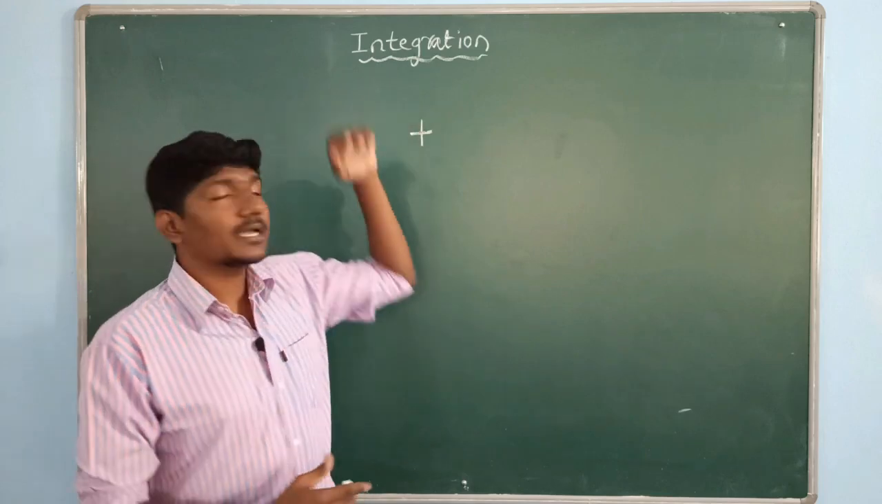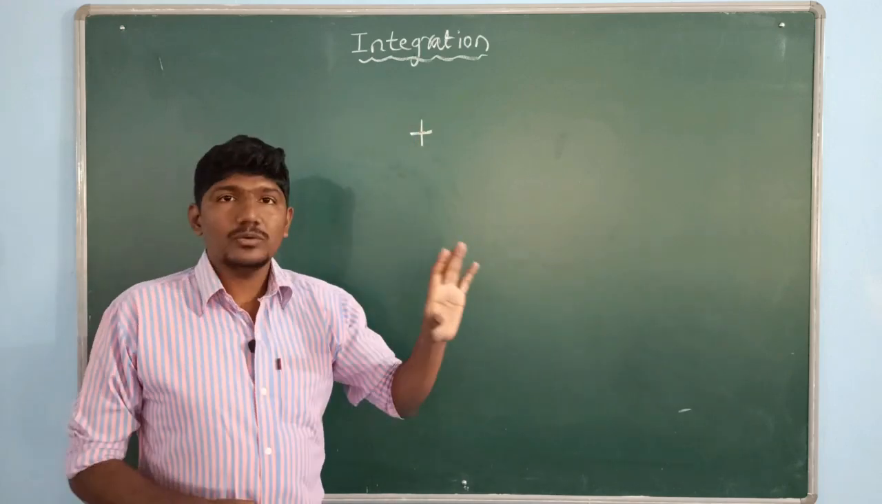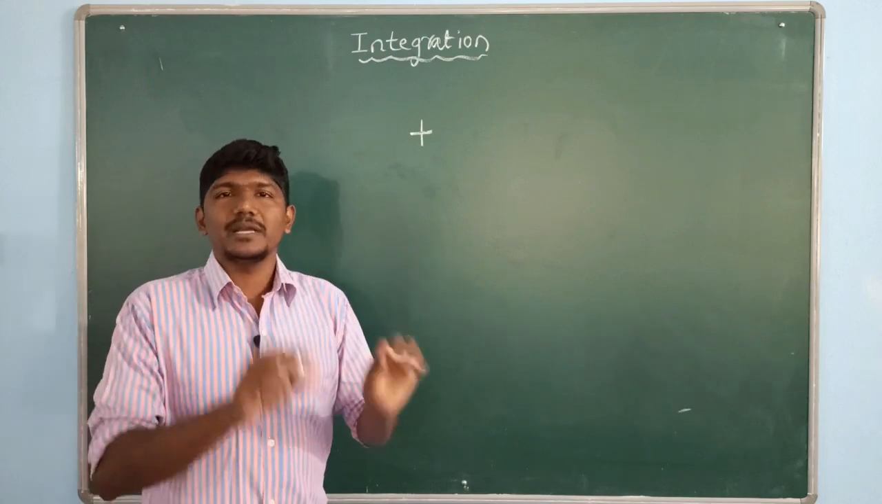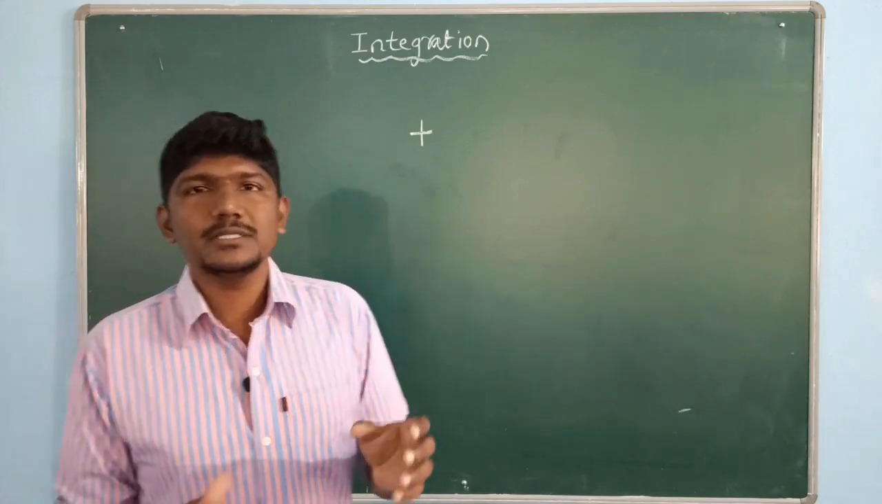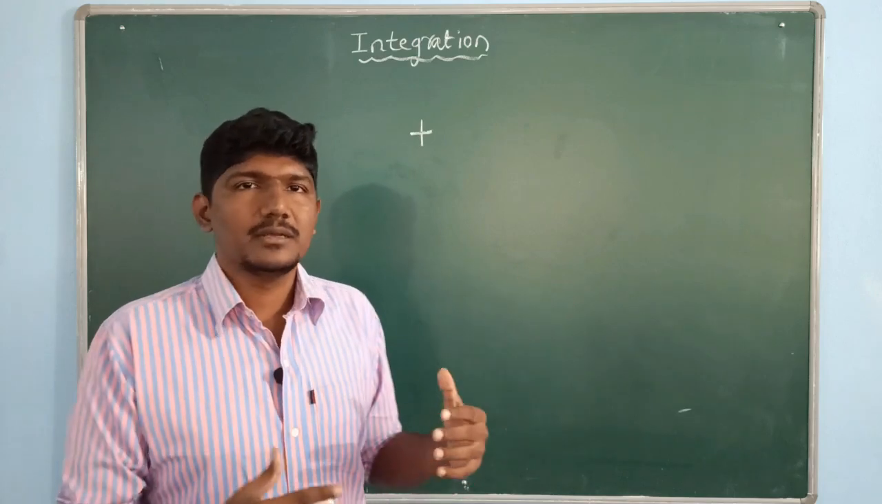Okay, just like that we can add. Why should we go for integration? That we will see now. See, addition we do in the case of finite quantities. What are finite quantities? Just small numbers, okay? 5 plus 5, like that.